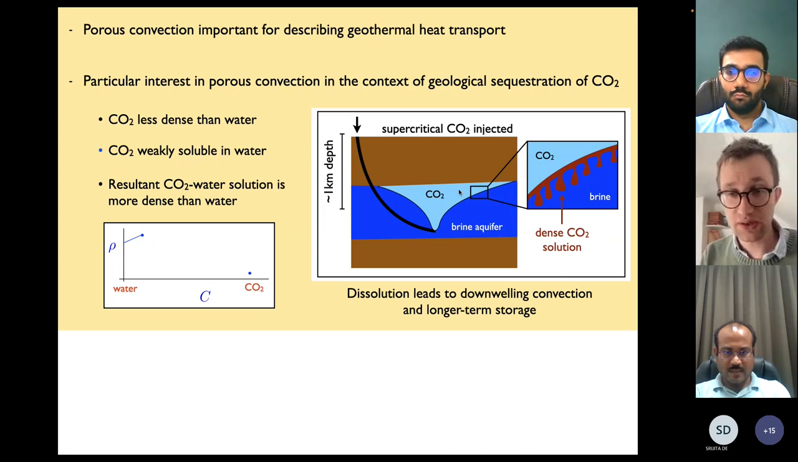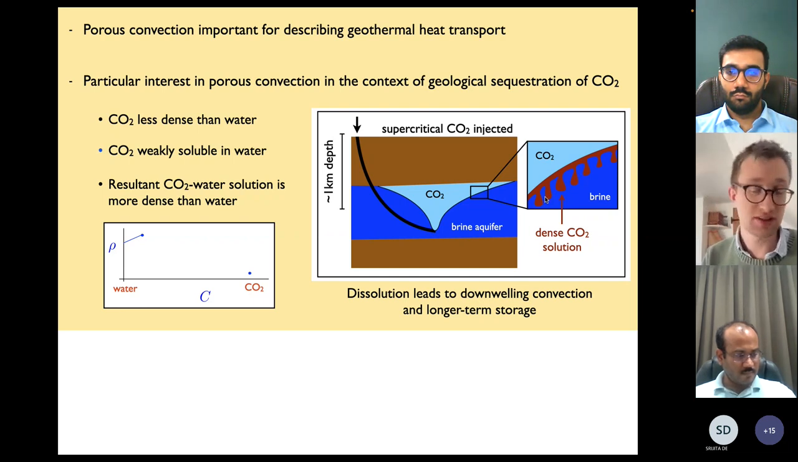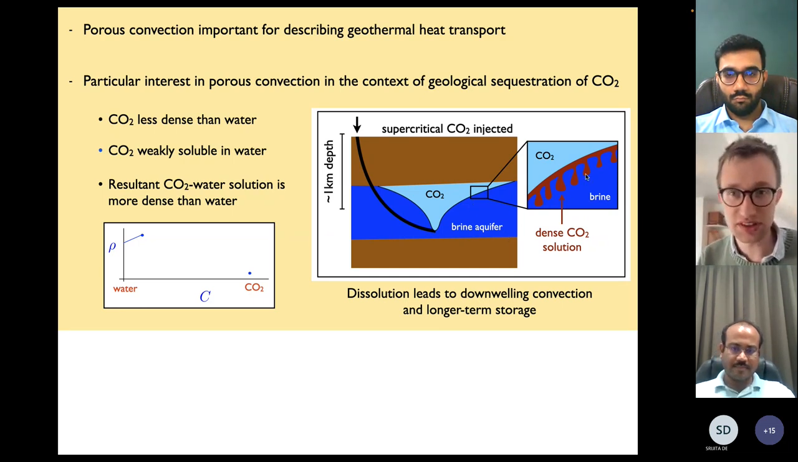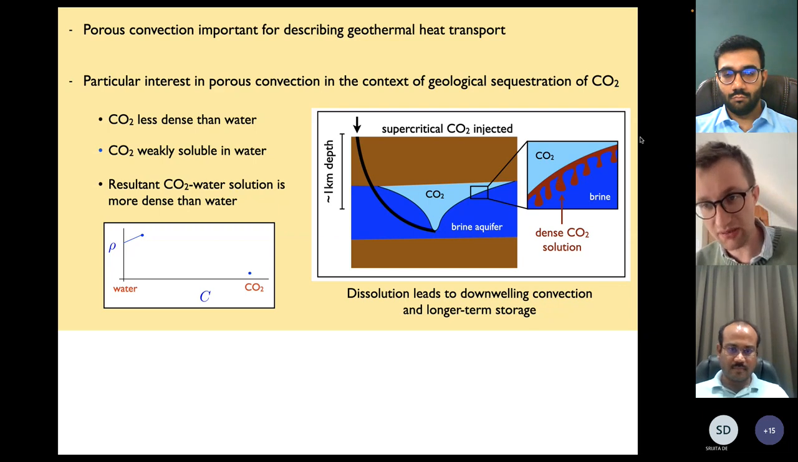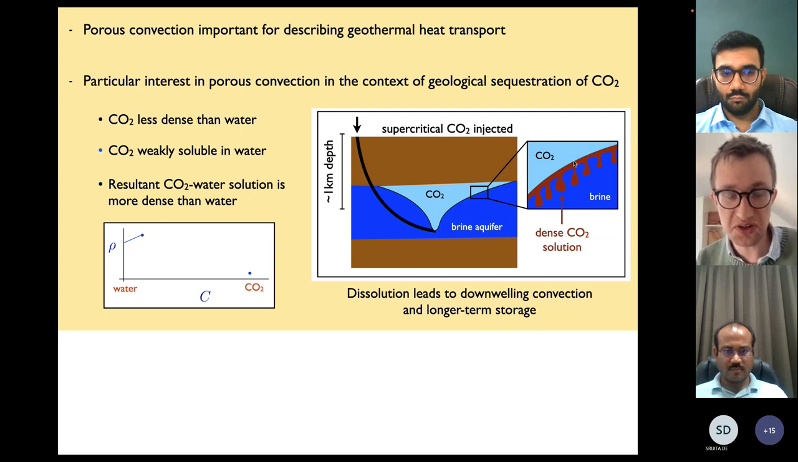But of course, it also has the property that it is weakly soluble in water, and the solution that's formed is dense. So you get this interesting effect: CO2 rises because it would rather be above the water, but at the interface you build up this dense mixture, which can then become unstable to convection and sink. Lots of people have thought about various things to do with this problem. The basic instability problem is, a thin layer of dense CO2 solution growing: when does it go unstable, and what's the nature of that instability?